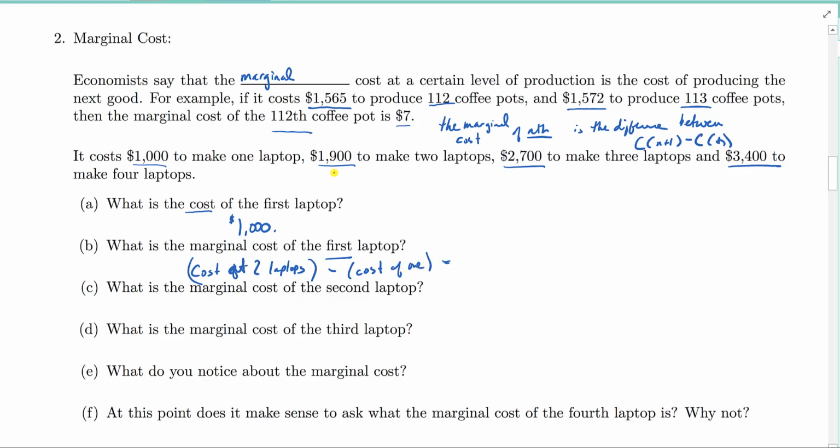So how much does it cost to make two laptops? It costs $1,900 to make two laptops, and it was $1,000 to make one, and so that gives us a difference of $900. That is the marginal cost of what laptop? So pause the video, answer the question. The marginal cost of what laptop? What was the marginal cost of the first laptop?